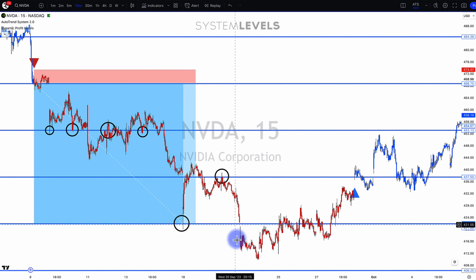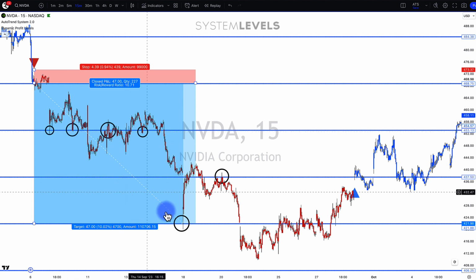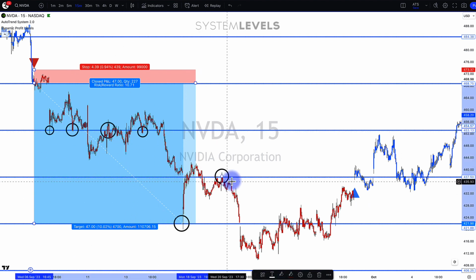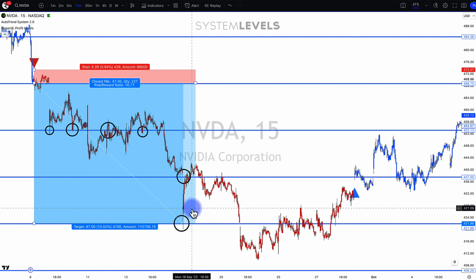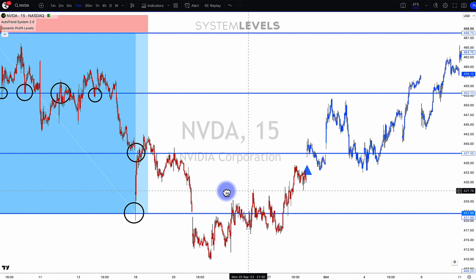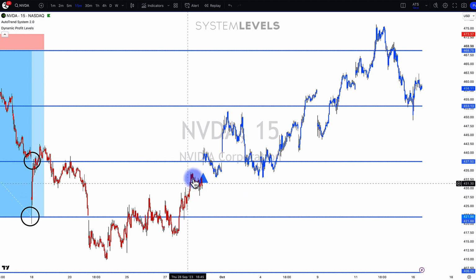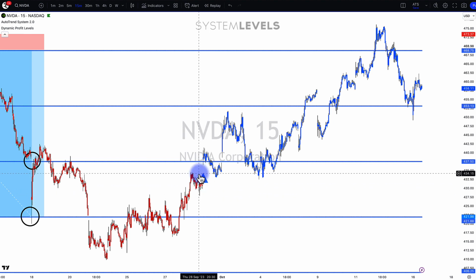So by the time it came down here, I would have been all out of my position because it hit my first profit target, second profit target here. Let me move this here. Second profit target here, and then third one here. So I would have been out of that position. And then we got a buy signal on Nvidia shortly after, a few days later.